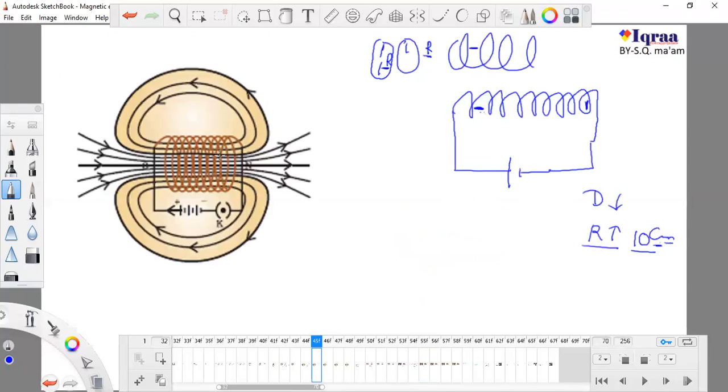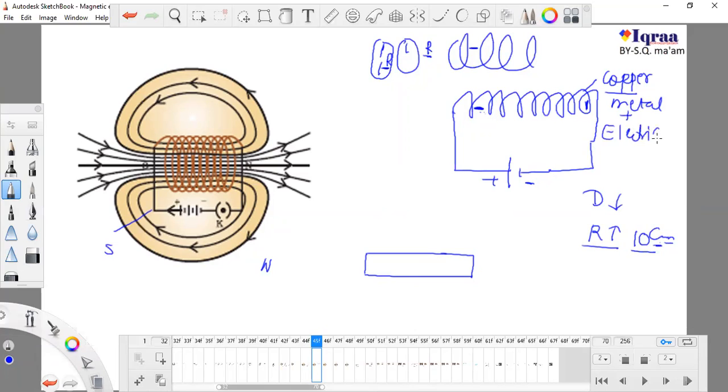Now this is south pole and this is north pole, so this will react as a magnet. Why will this react as a magnet? Because this is copper wire, and we are providing electricity, current, to this. So we know that metal plus electricity is known as electromagnet. So this is now an electromagnet.